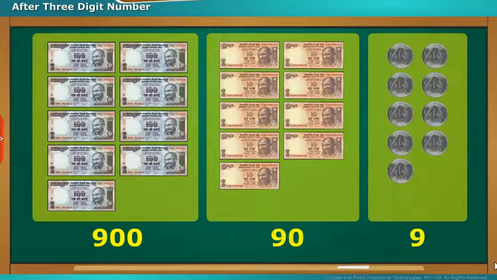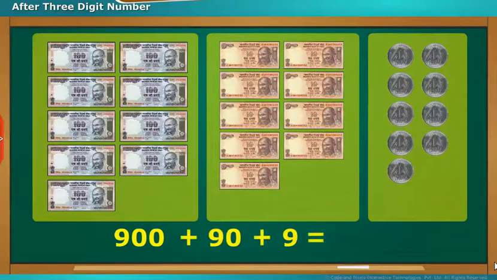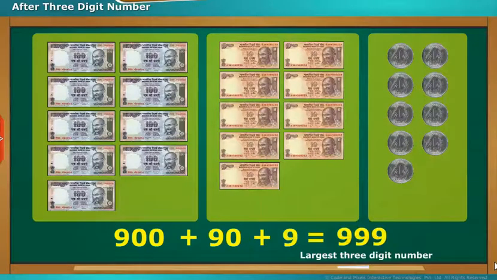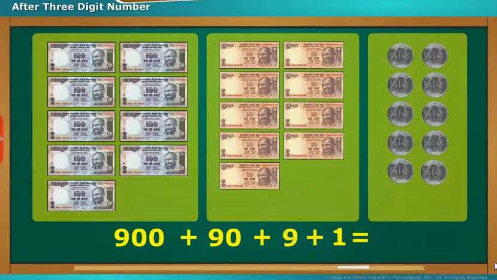Here, we will know which number comes after the 3-digit numbers. Look at the currency notes and coins which are shown on the screen. By seeing the notes and coins, we can say that the total amount is 999, which is the largest 3-digit number. If we add 1 rupee coins, we get 10 ones.